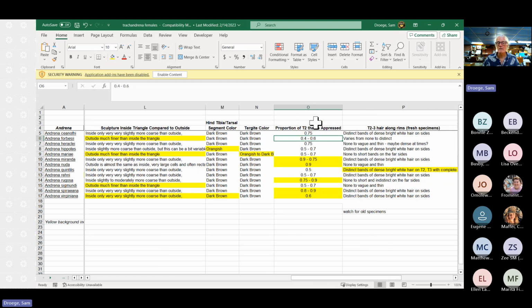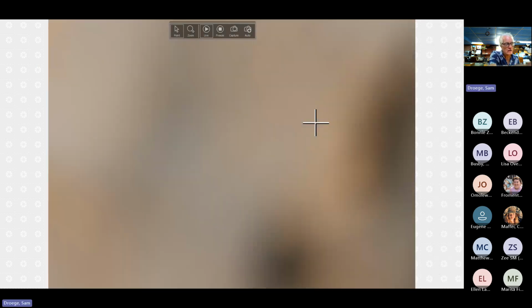Now the appressed area, 0.4 to 0.6. We saw that, but let's go back again. I'm going to do it from a slightly different angle. Maybe this will show up better on this one. And take it down a notch.